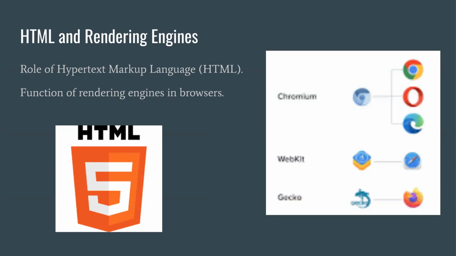HTML and rendering engines. At the heart of a web browser is the Hypertext Markup Language, commonly known as HTML. This language structures the web content that we see. The web browser's rendering engine then reads this HTML code, and after reading it, translates it into the web pages that we interact with on our screens.